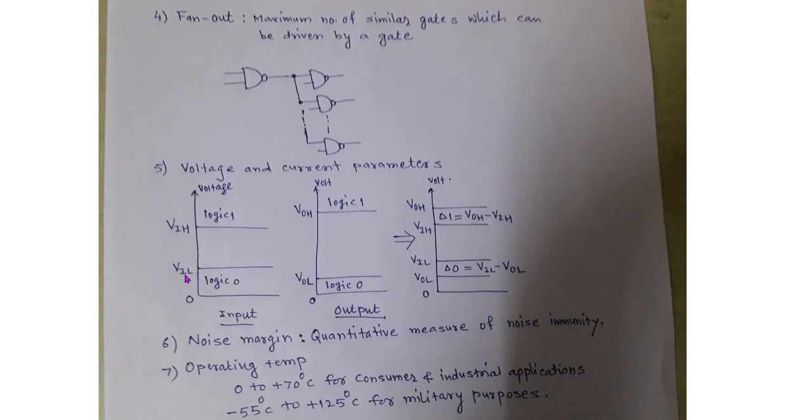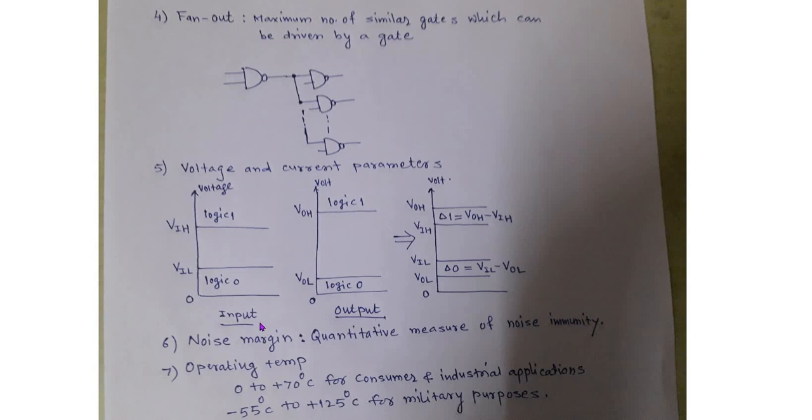What is the definition of VIL? VIL is the maximum input voltage which can be recognized by the gate as a logic 0. Similarly, VIH is the minimum input voltage which is recognized by the gate as a logic 1. On the output side, VOL is the low level output voltage and VOH is the high level output voltage. VOL is the maximum voltage available at the output corresponding to logic 0. VOH is the minimum voltage available at the output corresponding to logic 1.